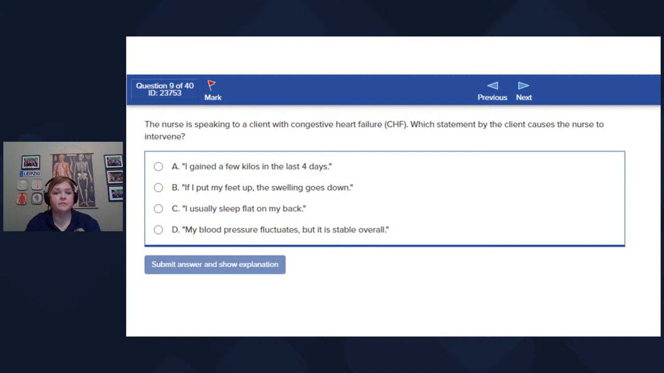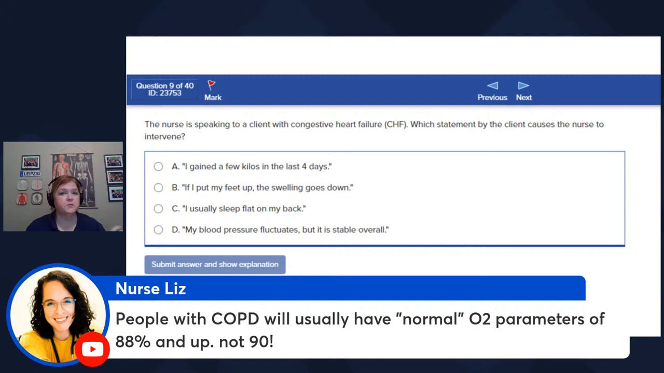Okay, let's try this one. The nurse is speaking to a client with congestive heart failure. Which statement by the client causes the nurse to intervene? Okay, now this is that congestive heart failure. It can involve the lungs, which is why I threw this one in here, just to see what you did. So: I gained a few kilos in the last 4 days.